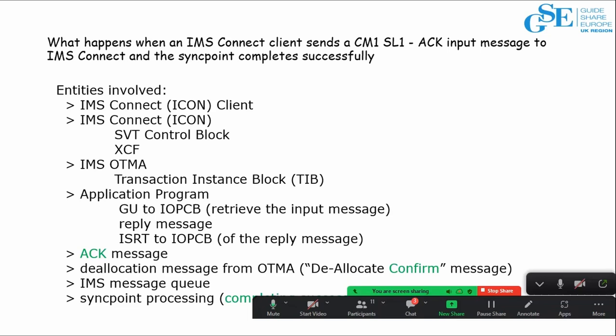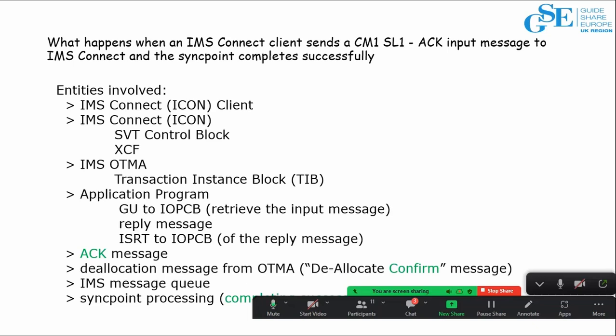Remember, at the start, I had mentioned that when IMS Connect receives the CM1 SL1 input message from the IMS Connect client, it allocates a control block for the client. Remember I had mentioned, if it does not already exist. Now you probably understand why I had used that term, if it does not already exist. It's because of this persistent socket.